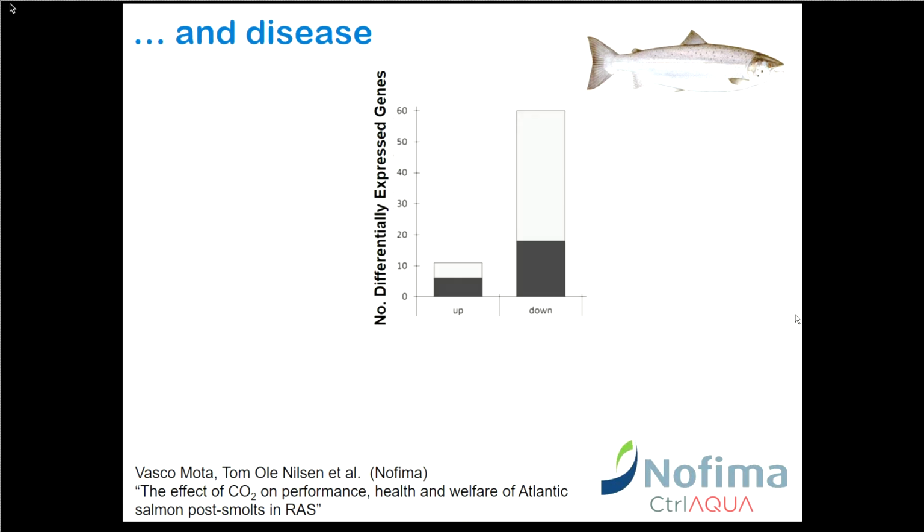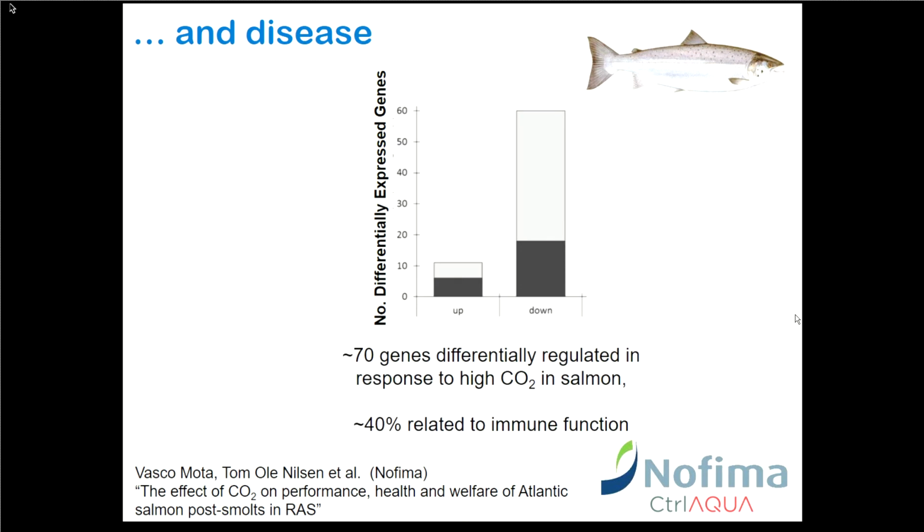With that said, this study also looked at gene expression. What they found was that under the two different CO2 conditions, the 2,500 microatmosphere and the 20,000 microatmosphere, around 70 genes are differentially regulated in response to high CO2. Critically, of those 70, 40% are related to immune function. Now, they didn't do any disease trial or disease susceptibility in this group, but again, it begs the question, is CO2 critical for disease susceptibility? Understanding that is really important for mitigating against disease in aquaculture.